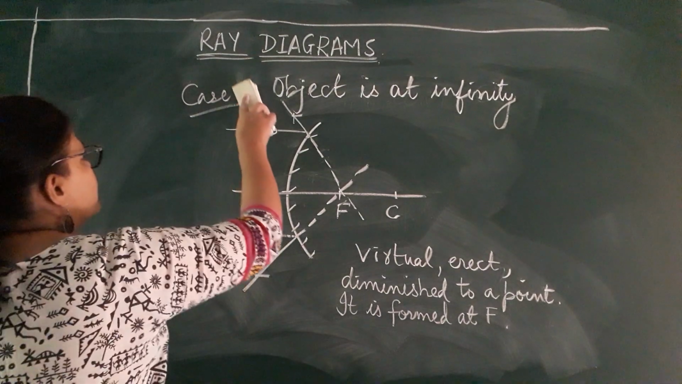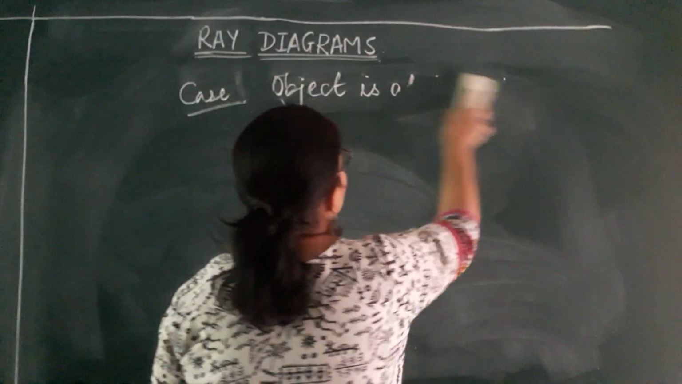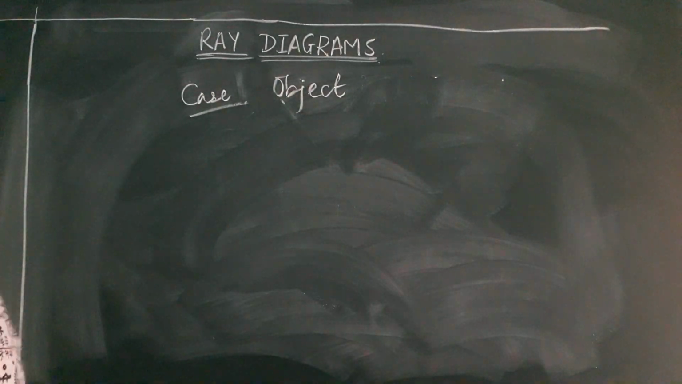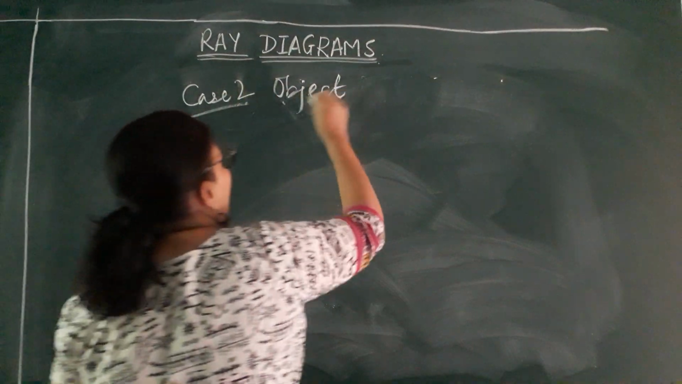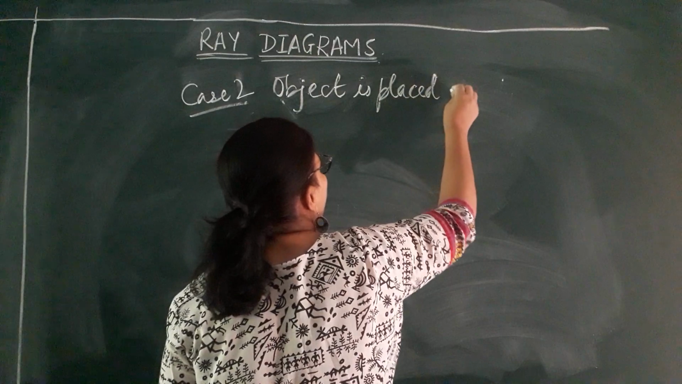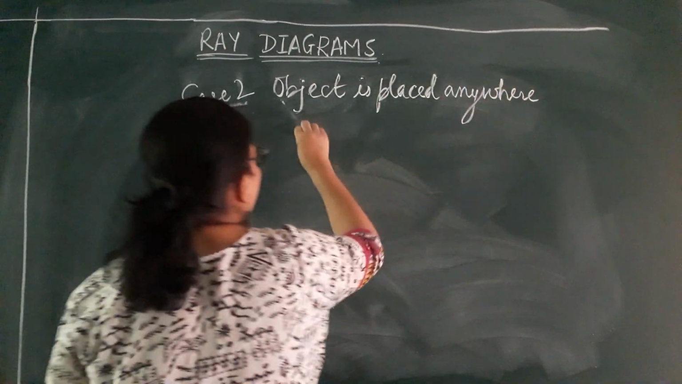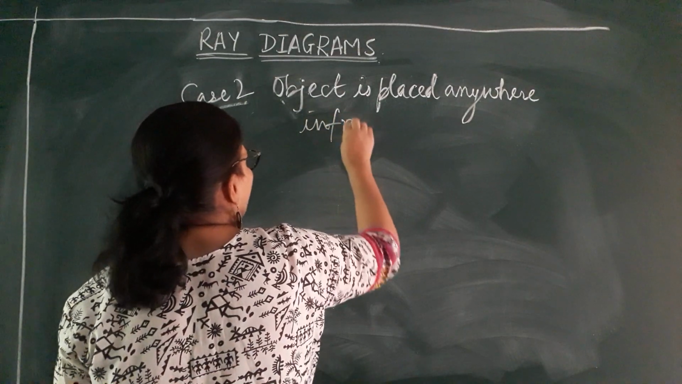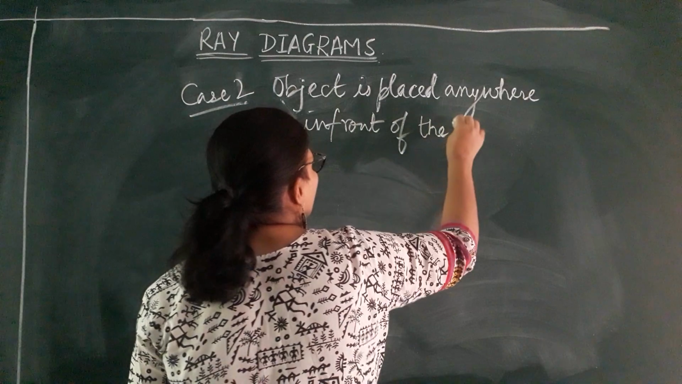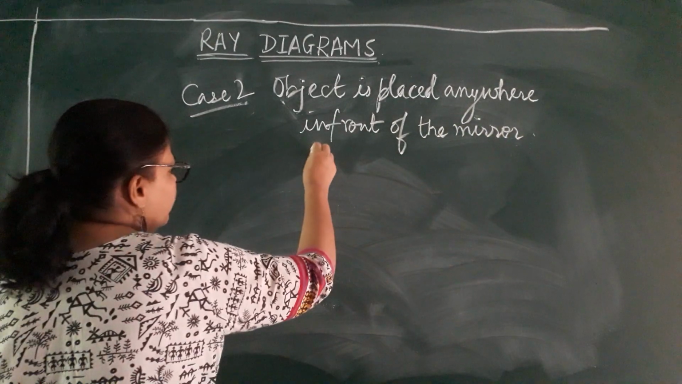Now I move on to case 2, children. The object is placed anywhere; it is not specified. Okay, so we will take case 2 for convex. The object is placed anywhere in front of the mirror. The object is not specifically mentioned where it is placed. It is placed anywhere. We'll start.